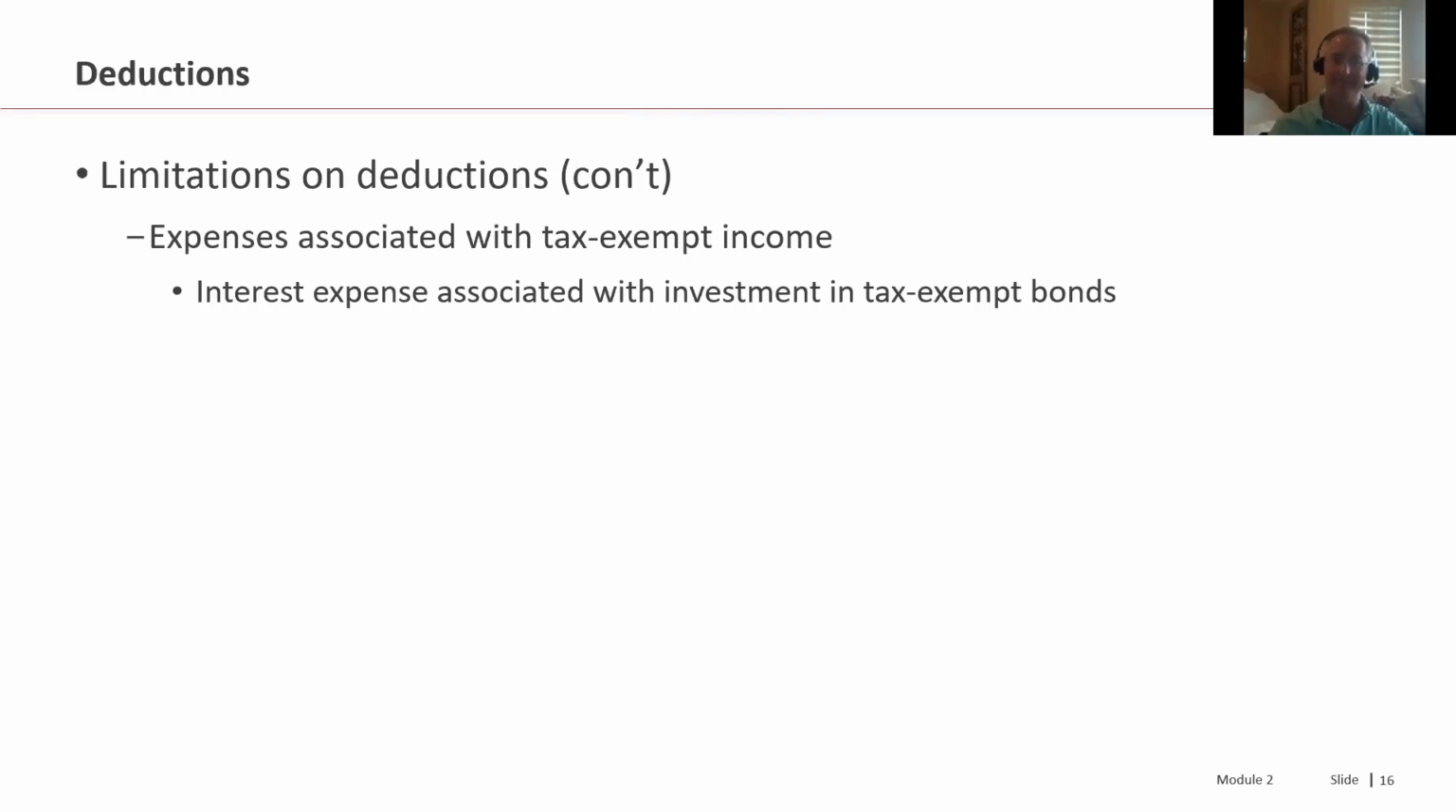But if the expense were deductible, I'd have an arbitrage opportunity, right? I would basically make money by borrowing money and investing it in tax-exempt bonds, even if the yields weren't the same. But if the yields were equivalent, it's just an arbitrage opportunity. So to shut that down, expenses associated with the generation of tax-exempt income are not deductible.